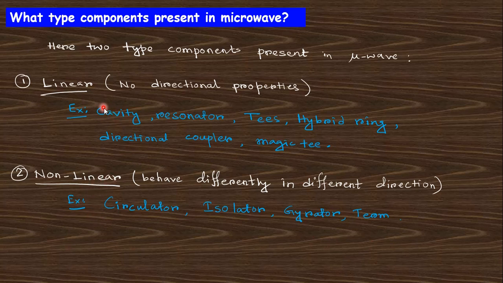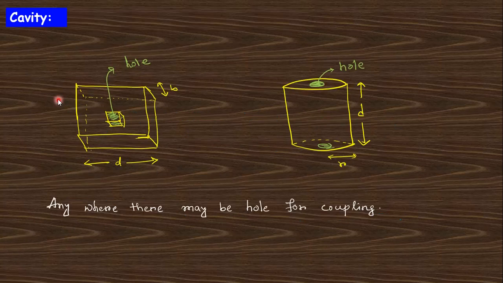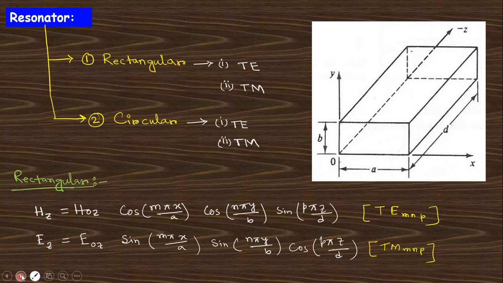Examples of linear components are cavity resonator, T, hybrid ring, directional coupler, magic T. Examples of non-linear components are circulator, isolator, gyrator, terminator, etc. So at first, what is a cavity? Cavity means there is a hole in a rectangular waveguide, or a hole in a circular waveguide.